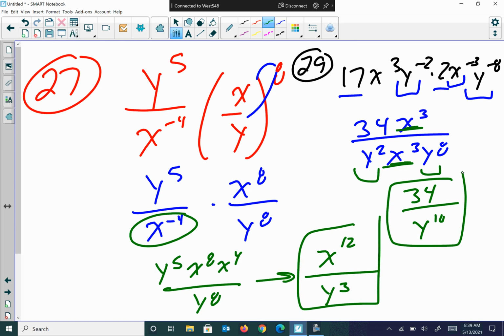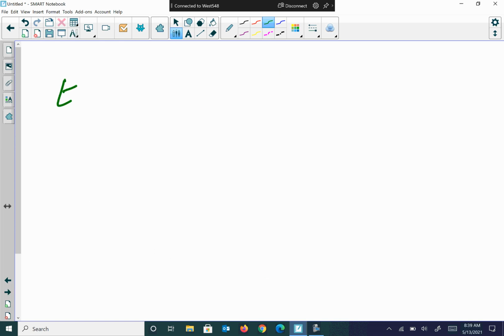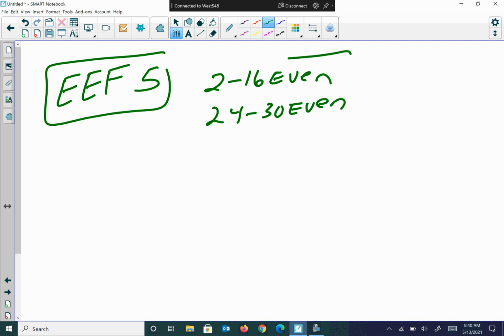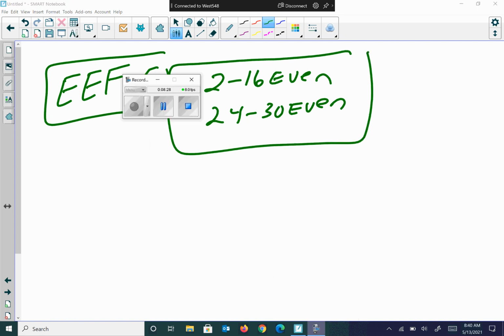Okay, so what I'd like you to work on, and we will hit upon going over tomorrow, is EEF5. Do the 2 through 16 even, and the 24 through 30 also even. Took a picture of it yesterday, still have a picture of it, I hope. But that's all I got. So you have the rest of the time to work on that.